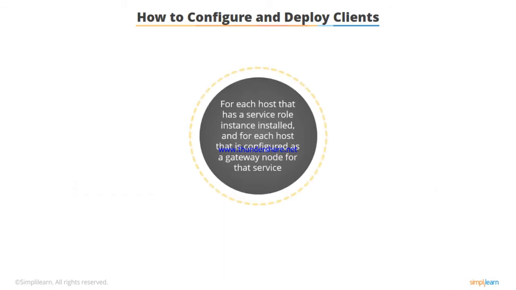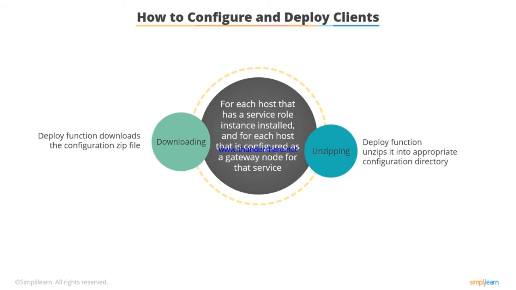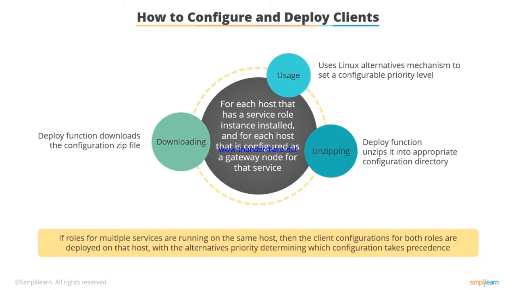For each host that has a service role instance installed, and for each host that is configured as a gateway node for that service, the deploy function downloads the configuration zip file, unzips it into the appropriate configuration directory, and uses the Linux alternatives mechanism to set a given configurable priority level. If roles for multiple services are running on the same host, for example, a data node role and a node manager role on the same host, then the client configurations for both roles are deployed on that host, with the alternatives priority determining which configuration takes precedence.